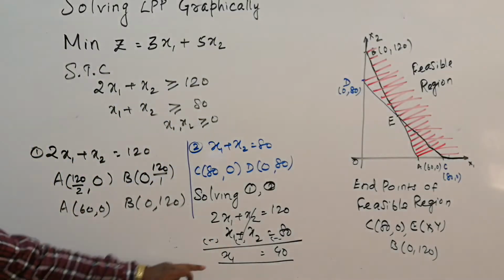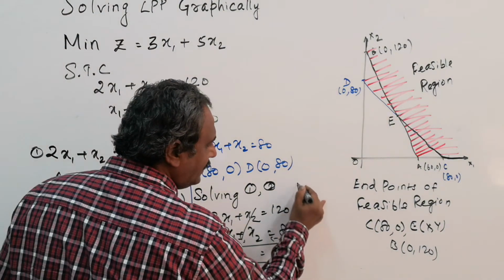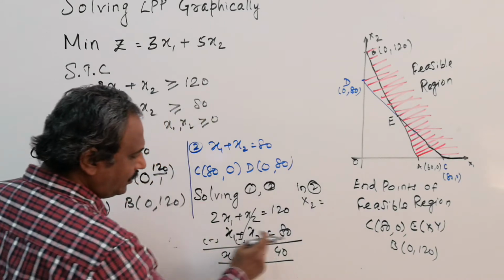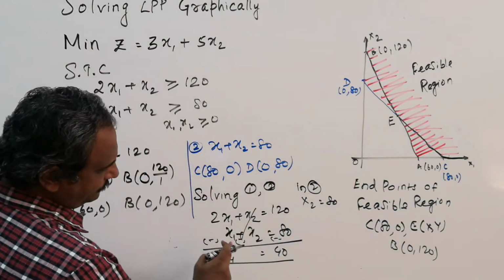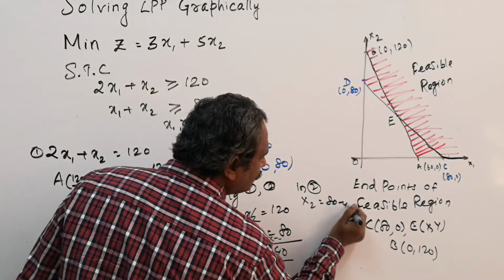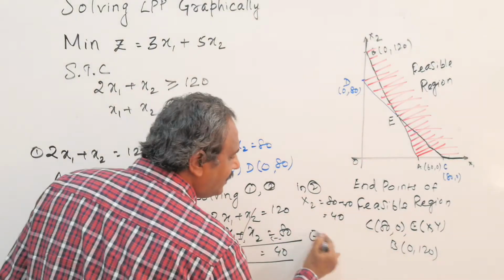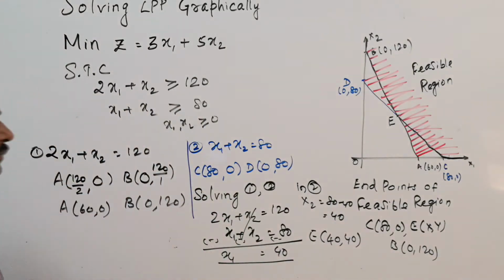When I substitute in either equation, I can easily find the next point. So x2 is equal to 80 minus 40. Since x1 is 40, 80 minus 40 gives 40. Now the point E we found is (40, 40).